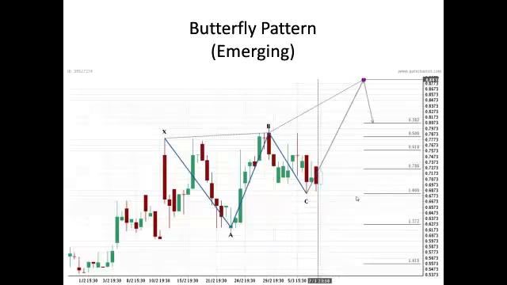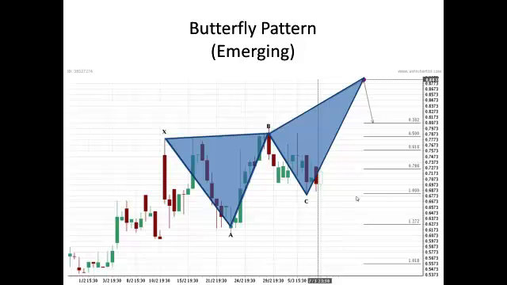The butterfly got its name because it looks like 2 connected triangles, the wings of a butterfly. It also contains an ABCD pattern, but the important ratios are XA to AD as well as AB to BC.